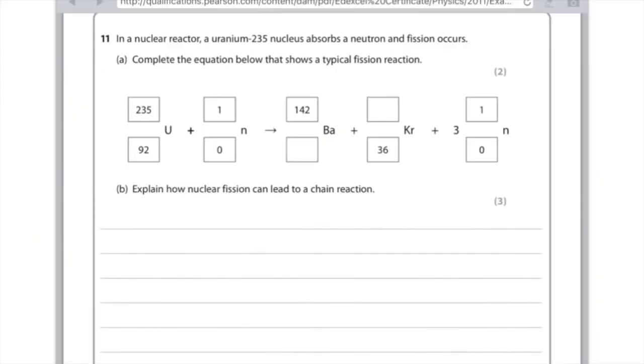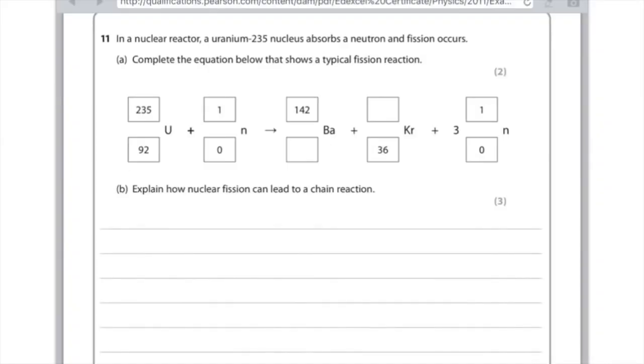In a nuclear reactor, uranium-235 nucleus absorbs a neutron and fission occurs. Complete the equation below that shows a typical fission reaction. Please don't find this totally overwhelming. We can work it out. So we've got uranium-235 going in, and a neutron is fired at it, leading to, I think that's barium, and krypton being produced as the smaller nuclei, and 3 neutrons given off.